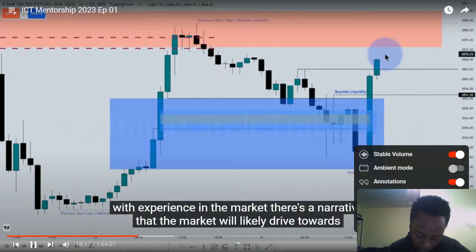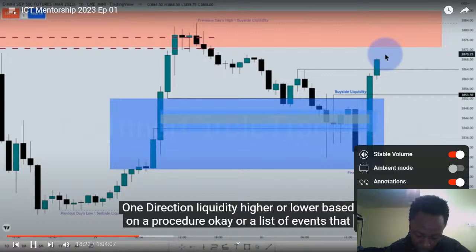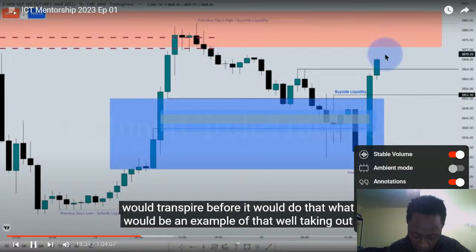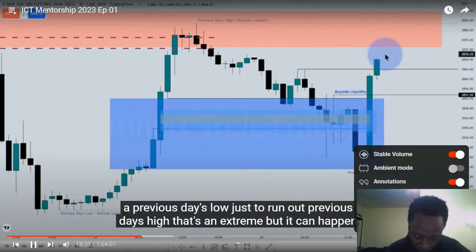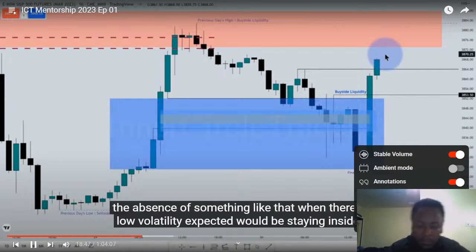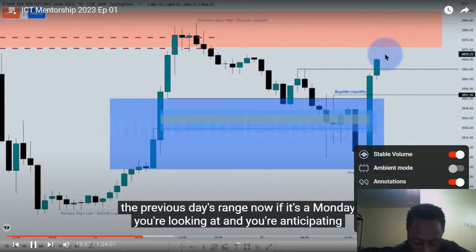In the market, there's a narrative that the market will likely drive towards one direction, liquidity higher or lower, based on a procedure, okay, or a list of events that would transpire before it would do that. What would be an example of that? Well, taking out a previous day's low just to run out previous day's high. That's an extreme, but it can happen. The absence of something like that, when there's low volatility expected, would be staying inside the previous day's range.